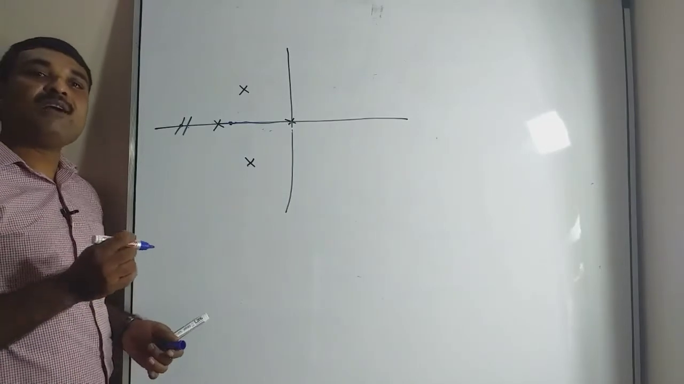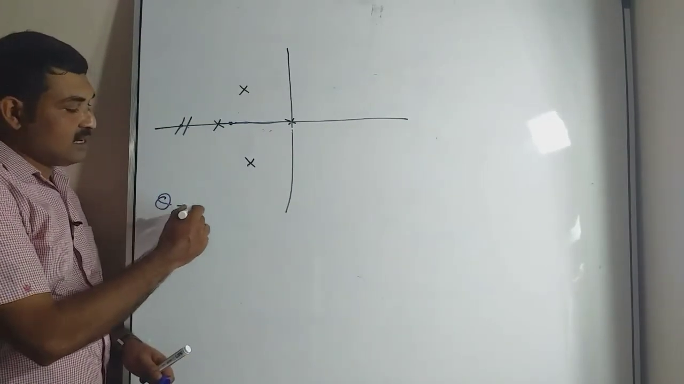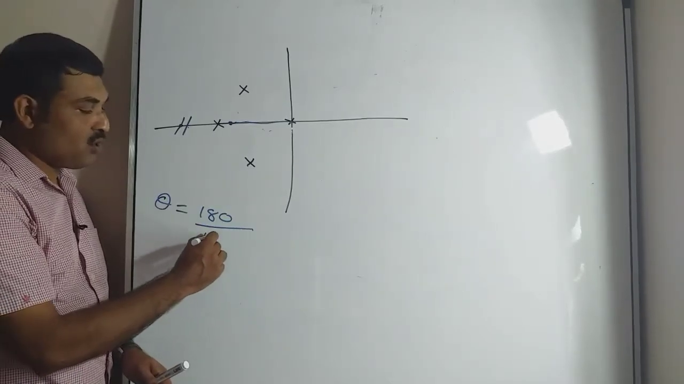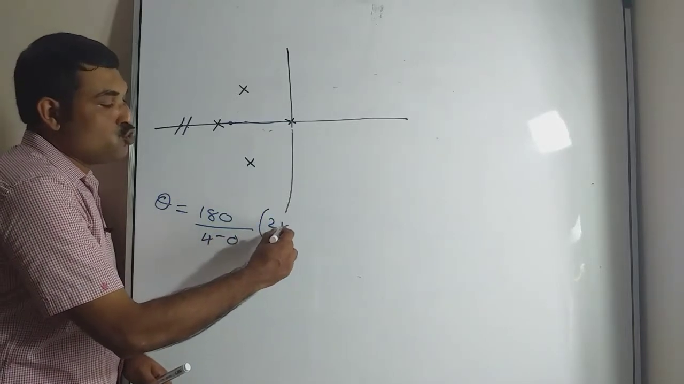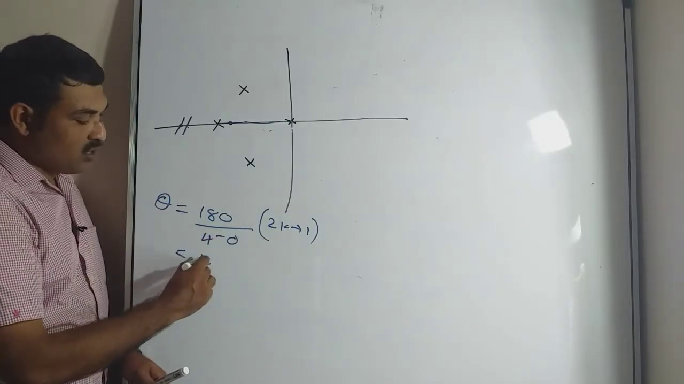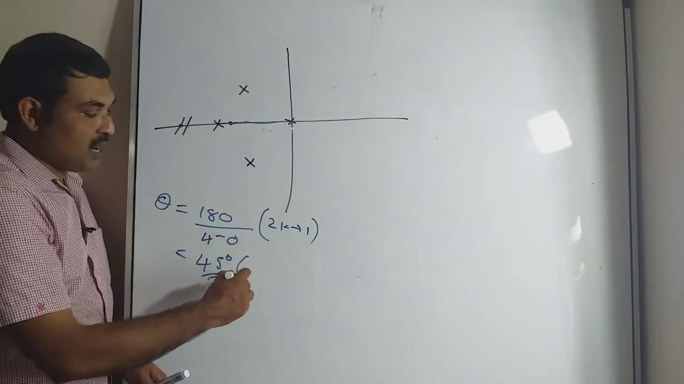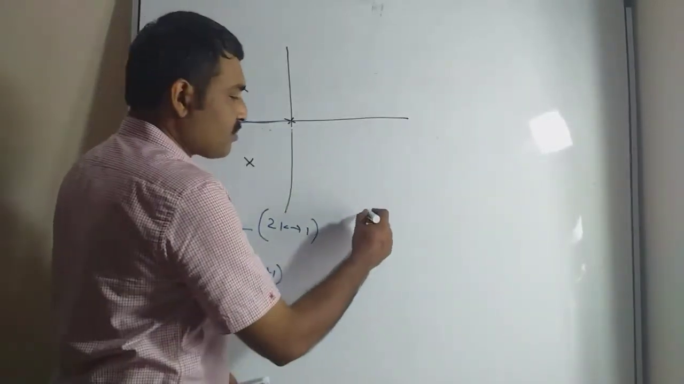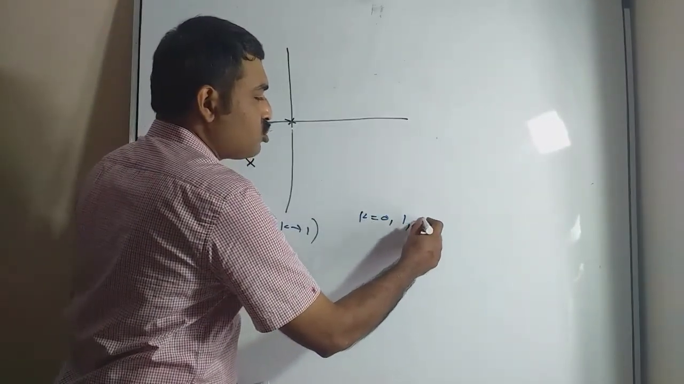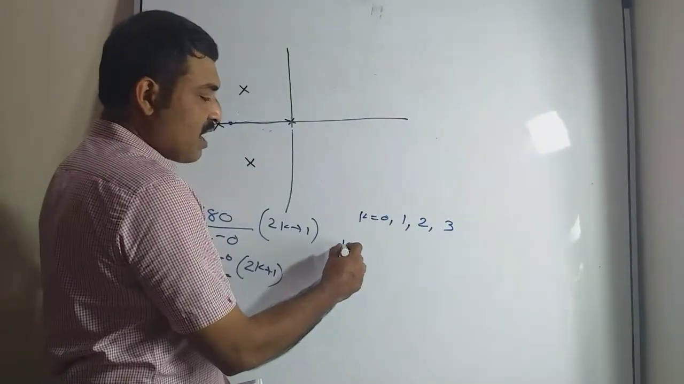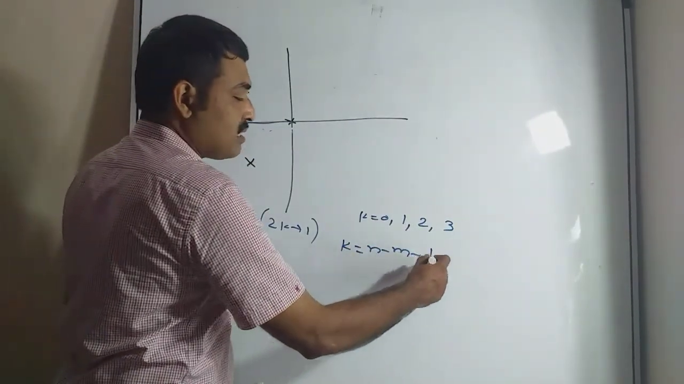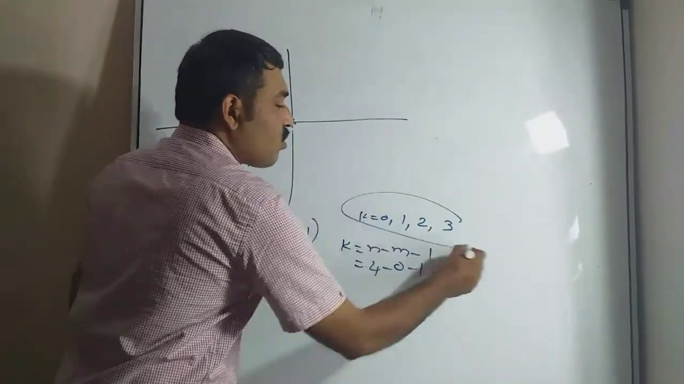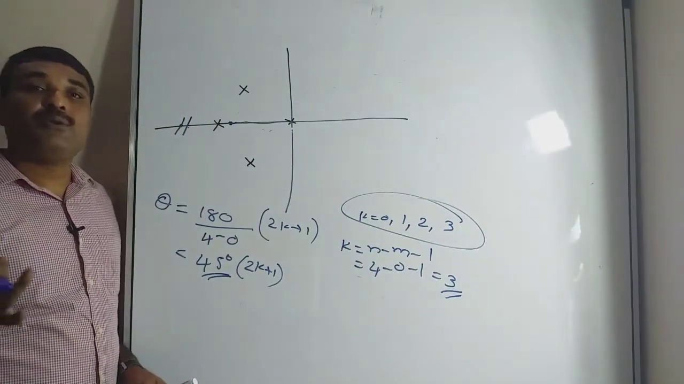Now find the angle of asymptote. That is theta equal to 180 divided by n minus m, multiplied by 2k plus 1. Here n is equal to 4, so 180 over 4 minus 0, multiplied by 2k plus 1, is equal to 45 degrees multiplied by 2k plus 1. What's the value of k? The last value of k is n minus m minus 1, that is 4 minus 0 minus 1, which is equal to 3. So we have 4 values for k: k equal to 0, 1, 2 and 3.